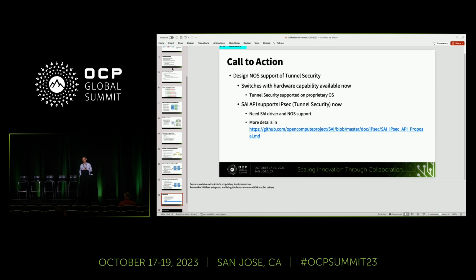So what are the calls to action? Well, it's a little straightforward. We need to get it going and use the API in the NOS and have the drivers ready for SAI. The API is ready, the hardware is ready. With our proprietary switches and software in Arista, we're already shipping tunnel security. We need to get the SAI drivers ready and the NOSes like SONiC and WebPOS ready to make use of it. We need to revive the SAI IPsec subgroup to make that happen. And that's fundamentally it.